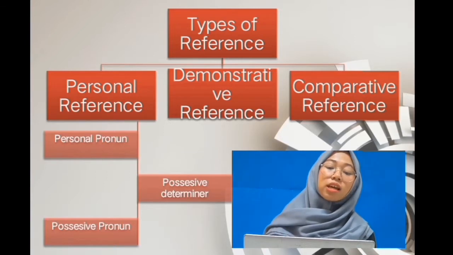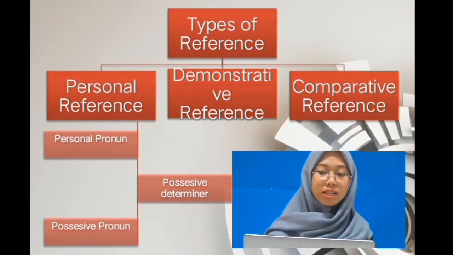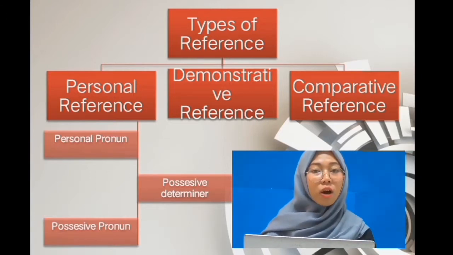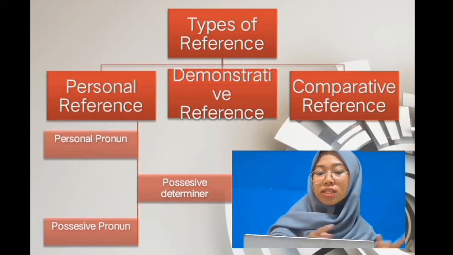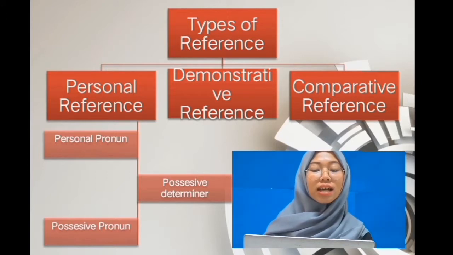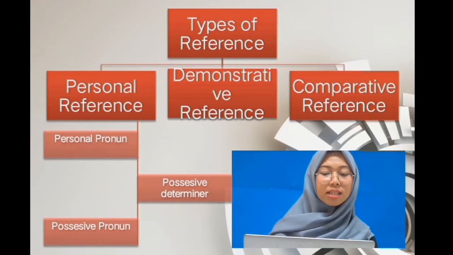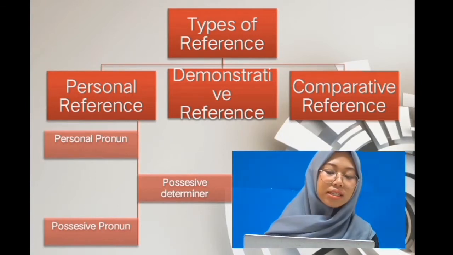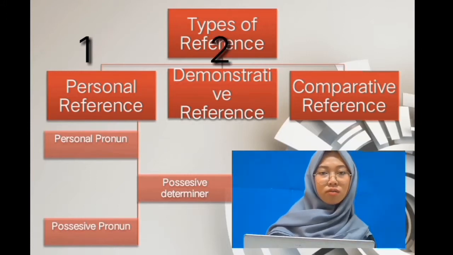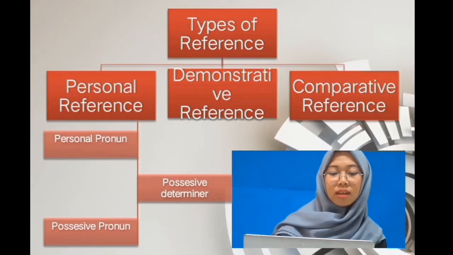Types of reference. There are certain items in every language which have the property of reference. That is to say, instead of being interpreted semantically in their own right, they make reference to something else for their interpretation. In English, these items are personals, demonstratives, and comparatives. That is, there are three types of references. First is personal reference. Second, demonstrative reference. And third is comparative reference.